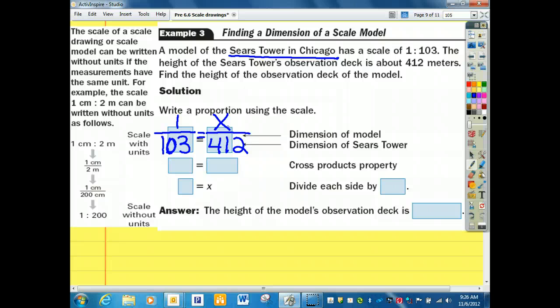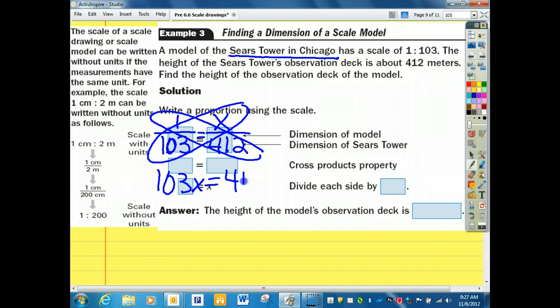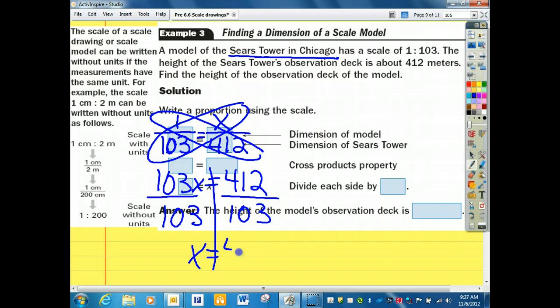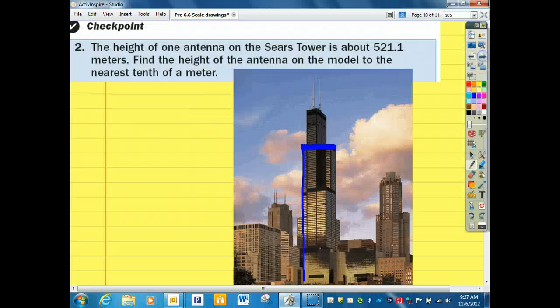Now this is the actual 3D model they're making. So now what do I get? I get 103x equals 412, divide by 103. What does x equal, class? 4. Exactly, 4. And we're talking 4 what? We're talking meters. So on a scale drawing, 4 meters, would this be a pretty big scale drawing?